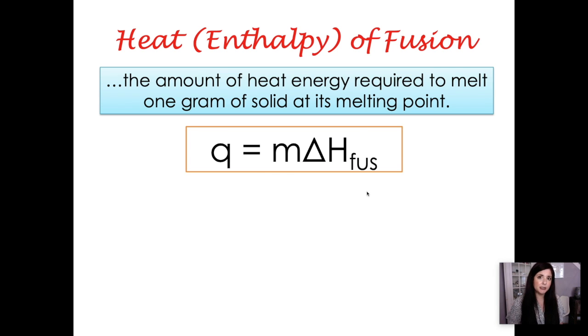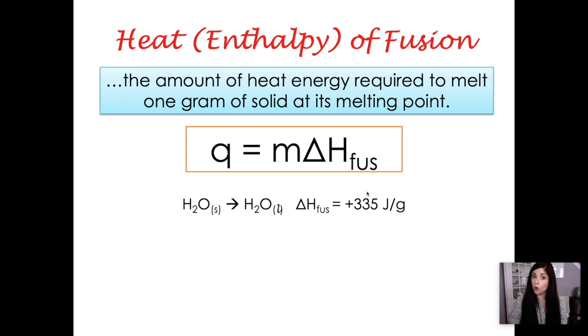So it looks very similar to Q equals MC delta T, but we don't have that specific heat because, of course, this isn't in here. But there is no change in temperature. And that's because when you are going through a phase change, there actually is no temperature change, which you're going to investigate in a lab that we do in class. So Q, of course, is the heat, which you're familiar with. M is the mass of the sample, and that delta H of fusion is that enthalpy of fusion that's specific to that substance. So here's an example.